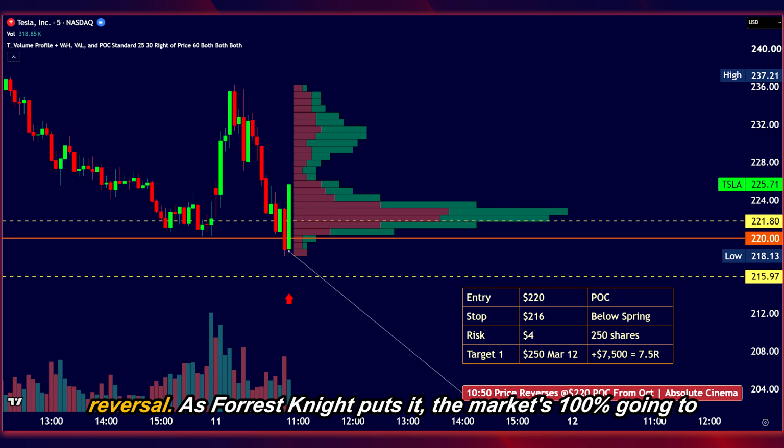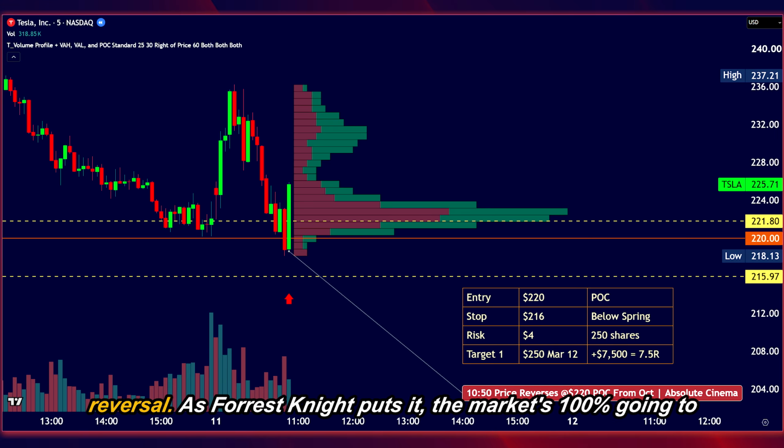The entry is clean. 220, a limit resting right on the naked POC. The first touch kisses it. Then the spring drives price straight through, and your order fills at fair value, 220, dead on. The stop is 216, below the spring low at 218.13, down in that low volume air. And that's a stop you could only justify because the 5-minute showed you the spring and the volume showed you the buyers arrive. $4 of risk.